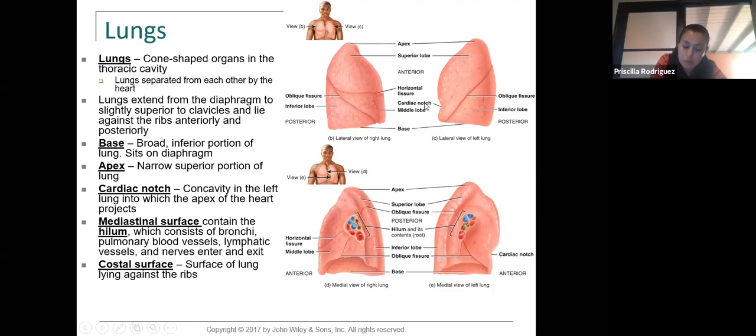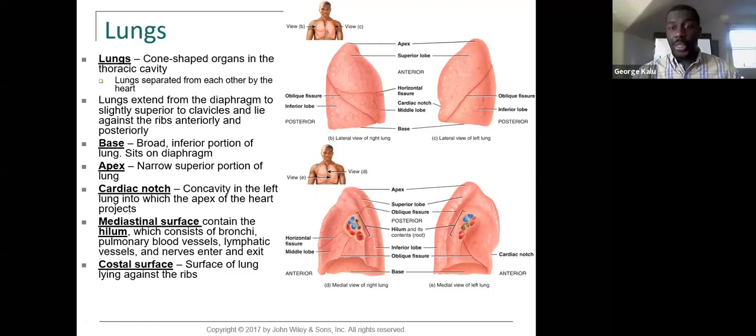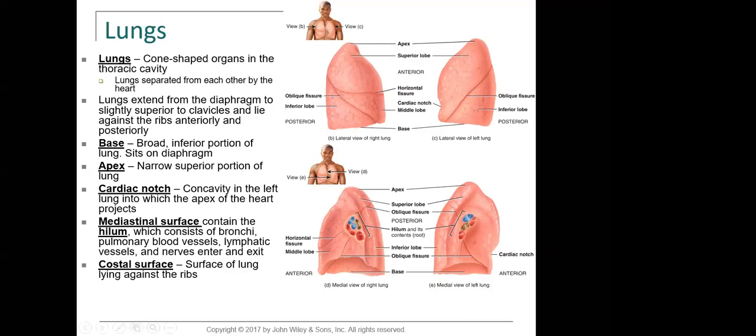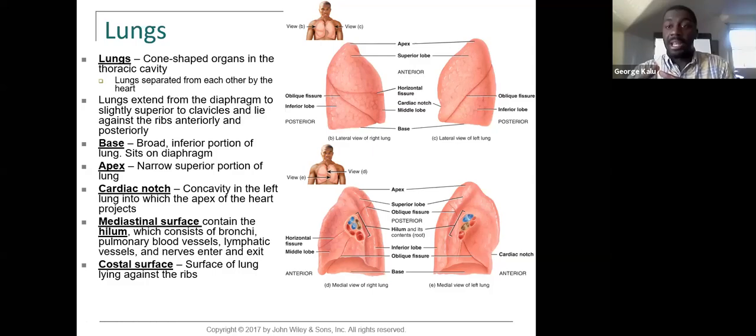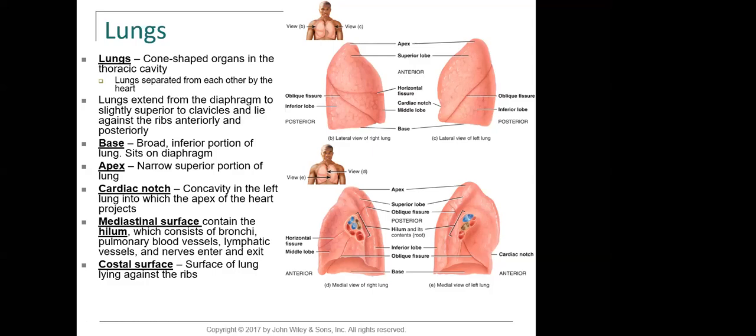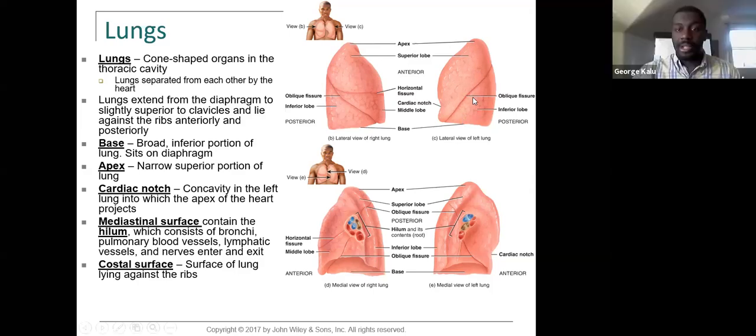Okay. And so because the heart is such a vital organ and it's going to sit mostly on the left side of your thoracic cavity, the left lung has to be a little bit smaller in order to accommodate the space that the heart takes up. And so the left lung is going to be a little smaller because it has to allow the heart to take up a certain amount of space as well.